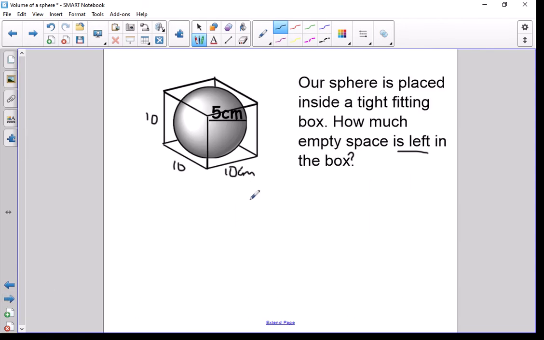What they like to ask sometimes is, if our sphere is put into a tight fitting box such that every bit of that surface is touching one of the faces on the inside of that box, how much empty space is left in the box? So pause, have a go at this question. When you're ready, unpause.